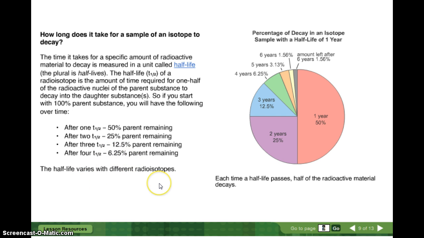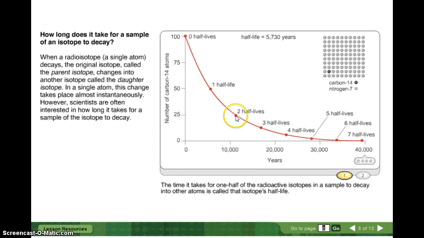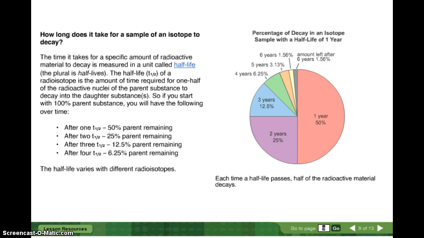The half-life varies with different radioisotopes. So here is the percentage of decay in an isotope sample with a half-life of 1 year. After 1 year, you have half. After 2 years, you have 25%. After 3 years, 12%. 4 years, 6%. 5 years, 3%. 6 years, 1%. And then, of course, it keeps getting tinier and tinier. So you can really see from this illustration how much smaller it gets every year, just like you could see on the graph how it gets way smaller, kind of smaller, little smaller, and then it kind of levels out on the graph. So just 2 different representations of that.